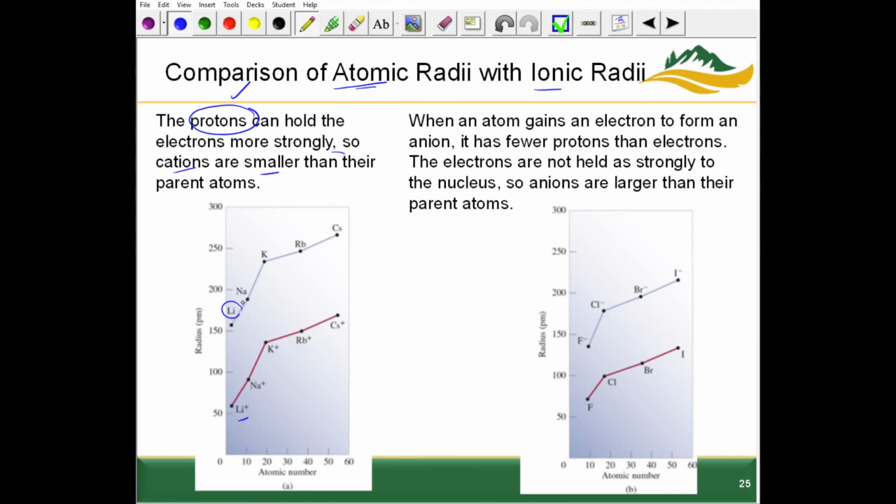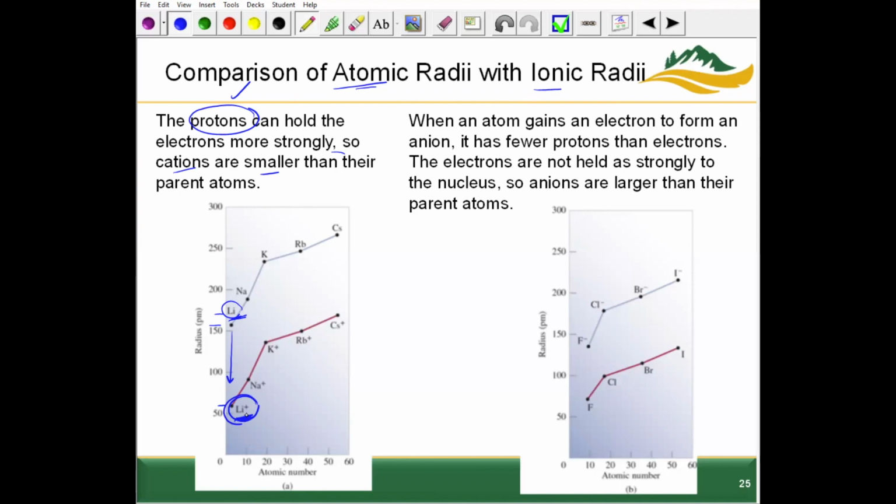So neutral lithium is a certain size. When we remove one electron, the protons that are there can pull in those electrons more tightly. So the radius here, about 160, goes down to only about 55 when it's lithium plus. So the cation form is much smaller than the neutral form because there are fewer electrons for those protons to pull in towards the nucleus.